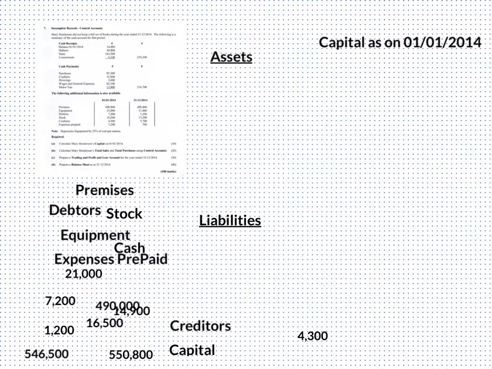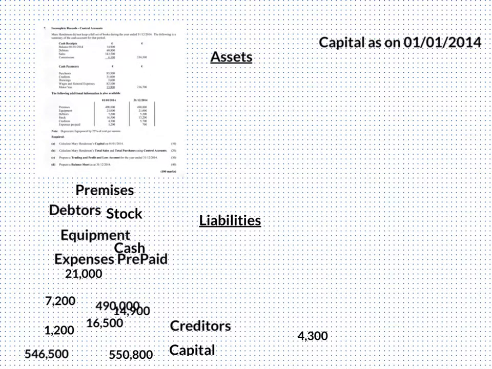So here we can see cash receipts and cash payments. So that's money coming in and money going out. And then we have the following information here. So we can see the 1st of 1st, 2014 and the 31st of December, 2014. These dates are massively important. But we need to decide which of these are assets and which of these are liabilities, which we should be relatively familiar with now.